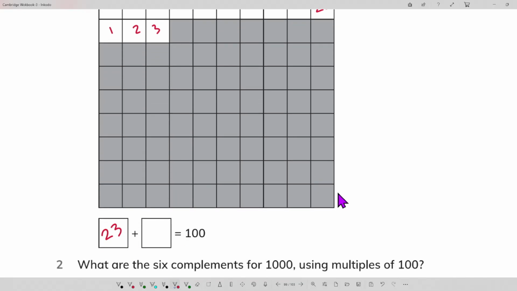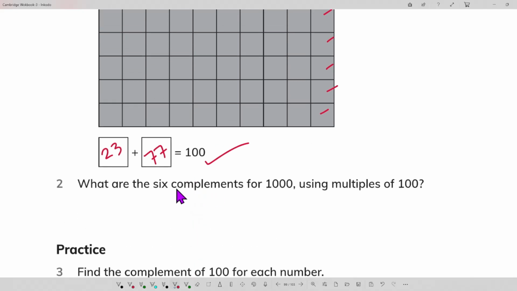23. And here is 1 2 3 4 5 6 7 8, but we have to count up to here. So 7, then 1 2 3 4 5 6 7, it means 77. Okay, 23 plus 77 equals 100.